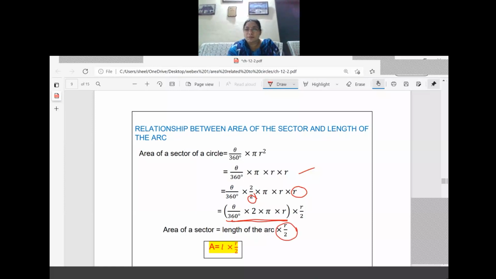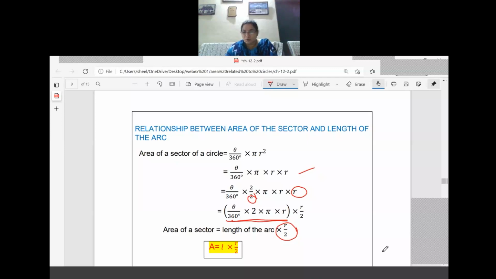So when we take area of the sector and the length of the arc, there is a relationship between them. It will be like this: A equals L into r by 2. With the help of the radius, we can calculate this one. You can understand while doing the sums. So there is a relationship between area of the sector and length of the arc.